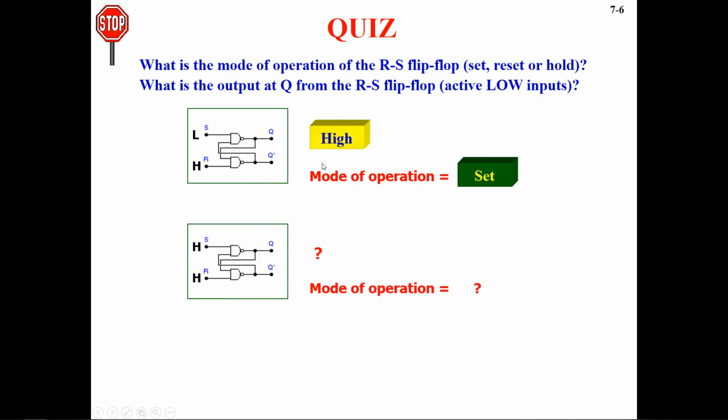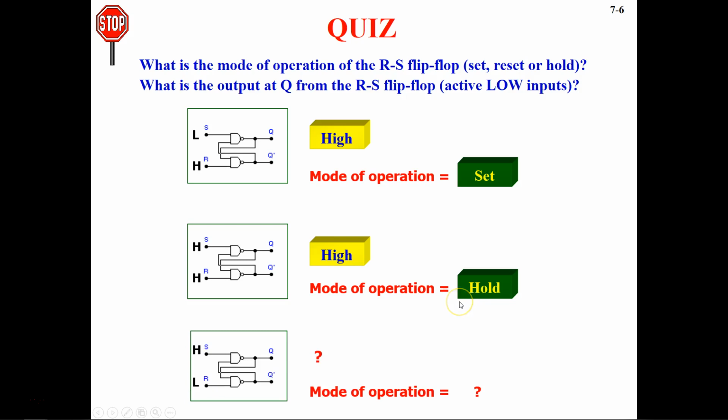Now second is when they both are high. So when they both are high, then that state is basically your memory state, which is your hold state, and our output Q will be high and then Q dash will be 0, or whatever the previous state you had, that will appear here. So when they both are 1 1, at that time the mode of operation is going to be your hold or the memory state. And then we have the third case when set is high and R is low, or R is 0. When R is 0, then Q is going to reset. So this is the reset state, and then Q is going to be low. So that's how you got here.